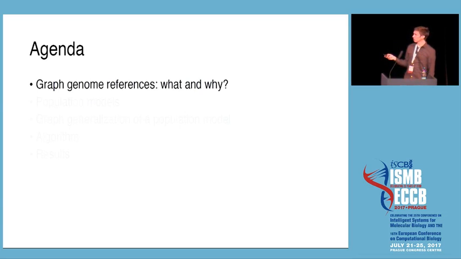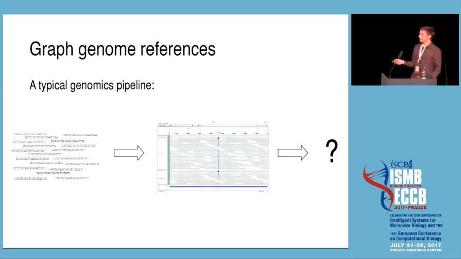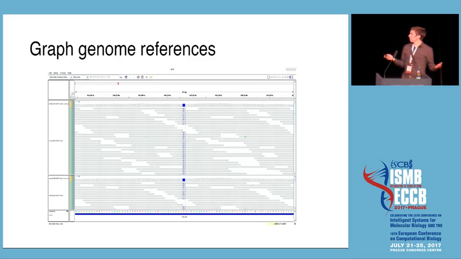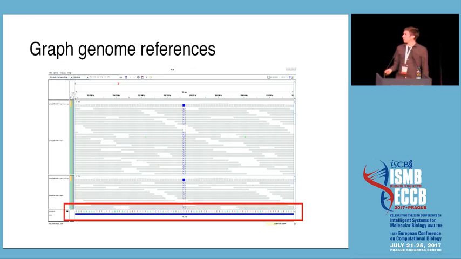So let's start talking about graph genome references. And to motivate them, I have an example here of a typical genomics pipeline where first you generate some sequencing reads, then you map the reads against your reference, and then you go on to do transcript quantification or variant calling, whatever. I want to focus on this middle step where we actually map the reads against the reference, and particularly on this guy down here, which is the reference sequence.